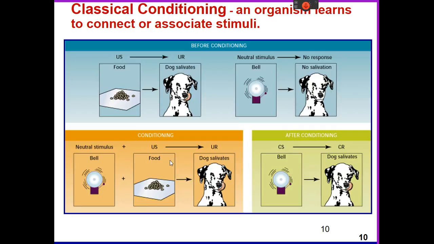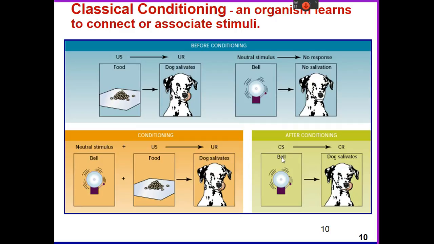The dog is really salivating to the dog food. You pair it again. Ding, ding, ding, dog food, salivation. After a couple of trials, what you will find is that the bell becomes, from a neutral stimulus, actually a conditioned stimulus. So notice that the conditioned stimulus now was originally the neutral stimulus.